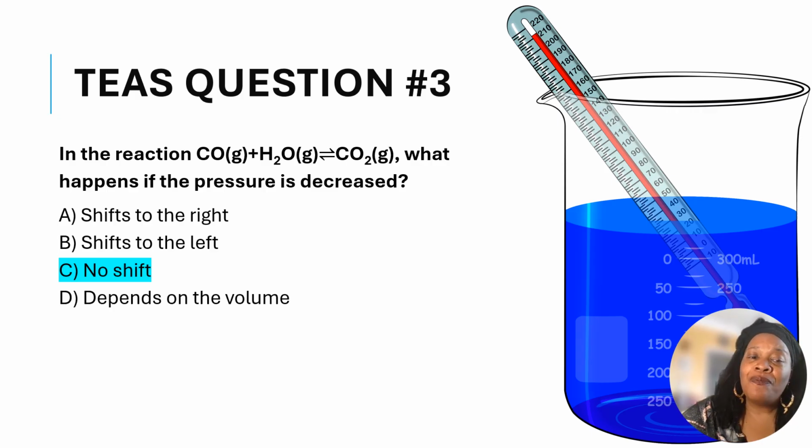And then finally, letter D, depends on the volume. This is incorrect because volume changes would affect the system if there was a difference in the number of moles of gas. However, in this reaction, pressure changes do not cause a shift, and the volume dependency is what? Irrelevant, okay?